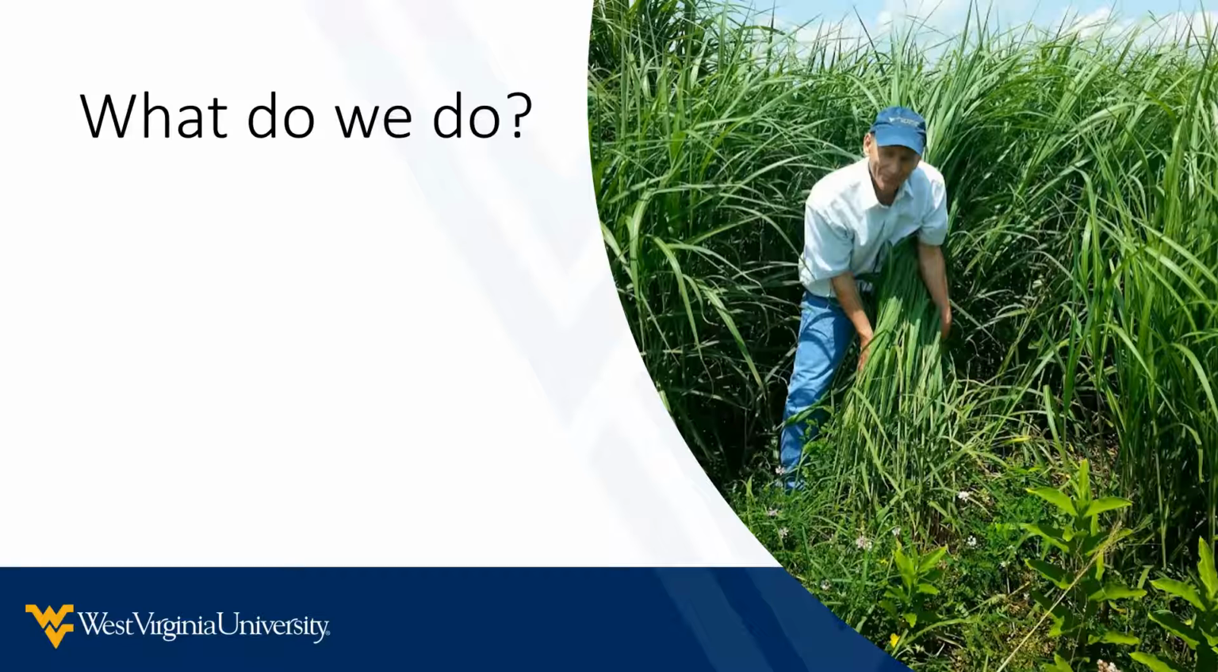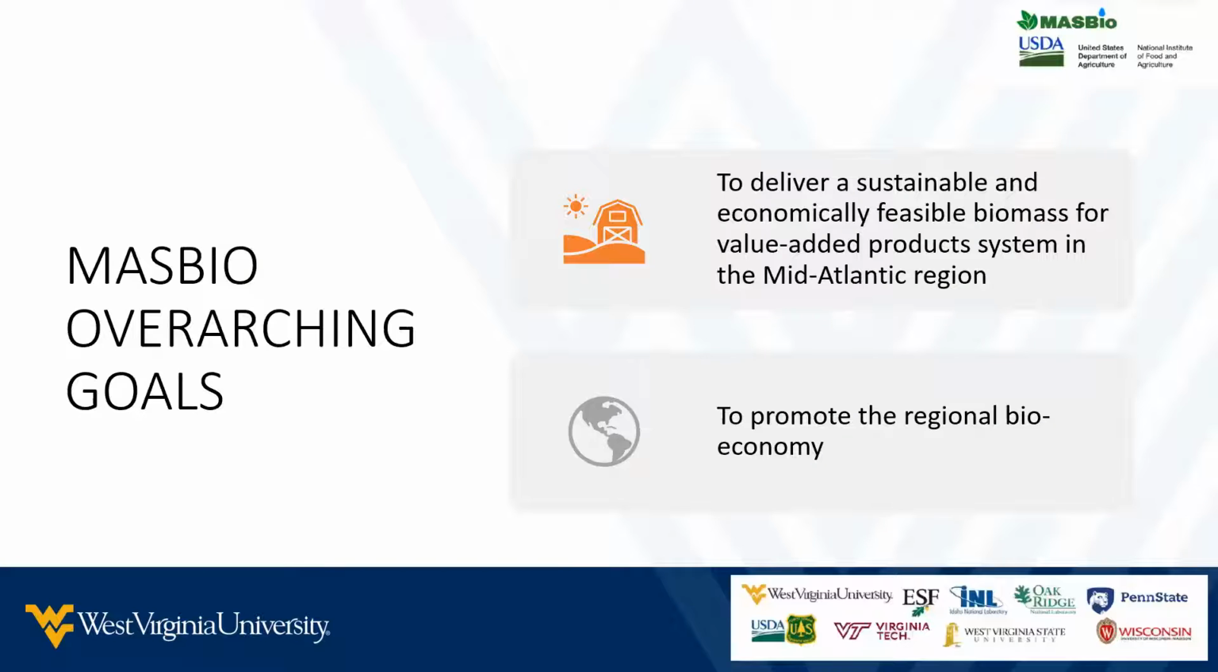Now, if they were traditional ag sites with pasture land where the cultivation is a lot cheaper, you might be able to do it. But on these sites, that cultivation is sort of the killer. So that site prep. Right, so that leads us into MASBio. Obviously, you guys are familiar with this. Some of the overarching goals are to deliver something sustainable and economically feasible.